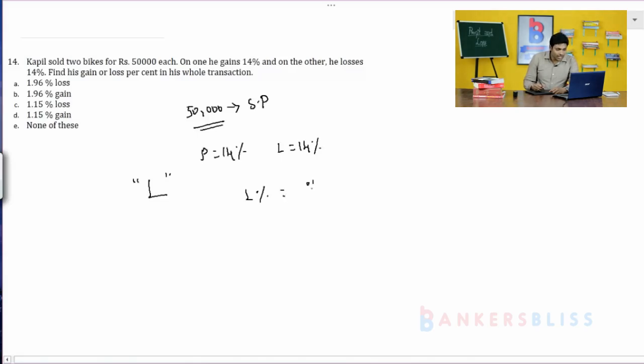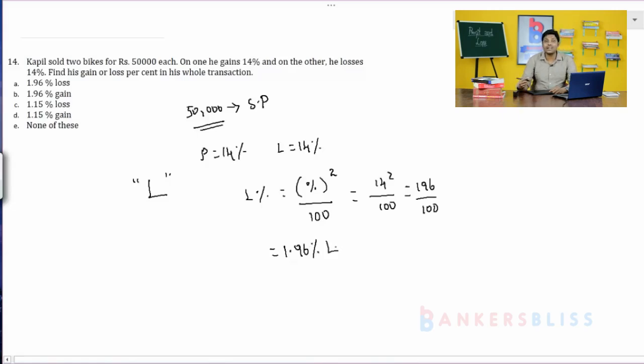the percentage amount they have given, whole square, divided by 100. The common percentage amount they have given, whole square, divided by 100, that is 14 square by 100, which is equal to 196 by 100, which is equal to 1.96% loss. Always you are going to end up with loss.